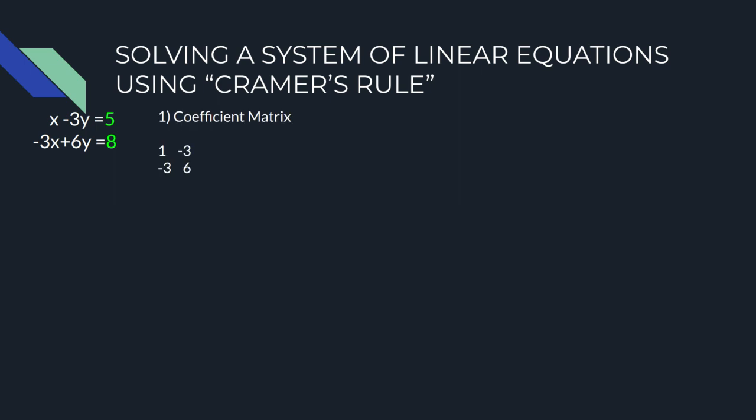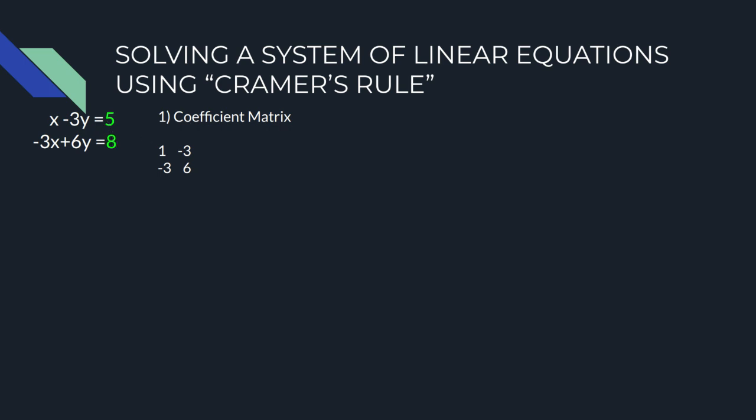The first matrix we need to create is the coefficient matrix. We've got 1, -3 in the first row, and -3, 6 in the second row. And hopefully you can see where these numbers are coming from, right? 1 and -3 in the first row are coming from the coefficients of the variables in the first equation, and -3 and 6 are coming from the coefficients of the variables in the second equation.